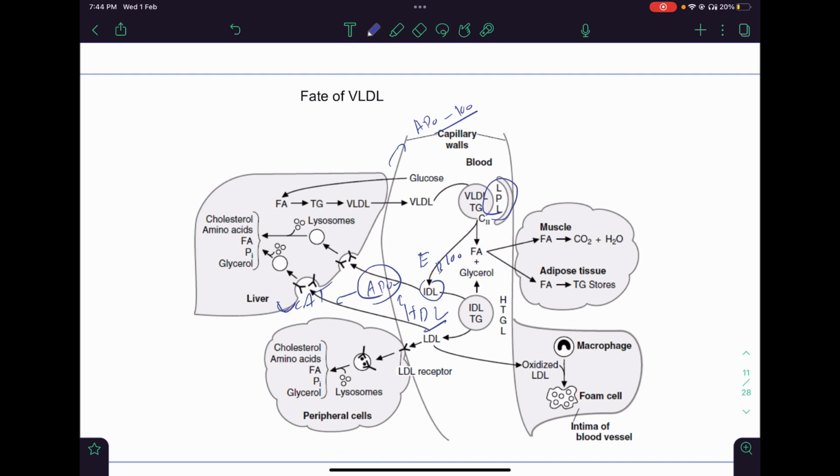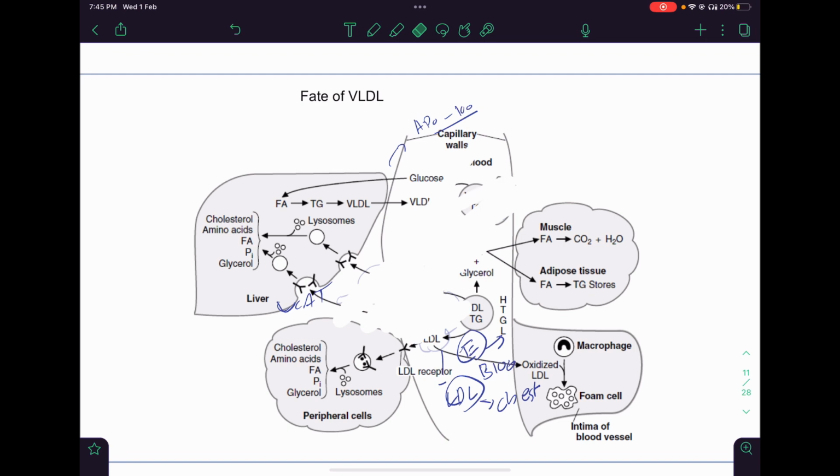LDL contains a single unit of ApoB 100. This is very important here. It is formed through a specific pathway, and LDL will be formed. Only LDL contains cholesterol ester and ApoB 100, as a single unit, because of this specific pathway.